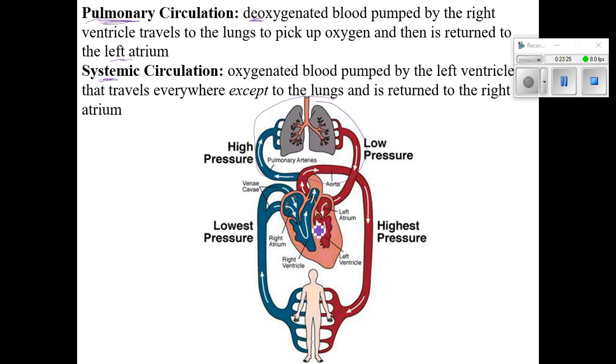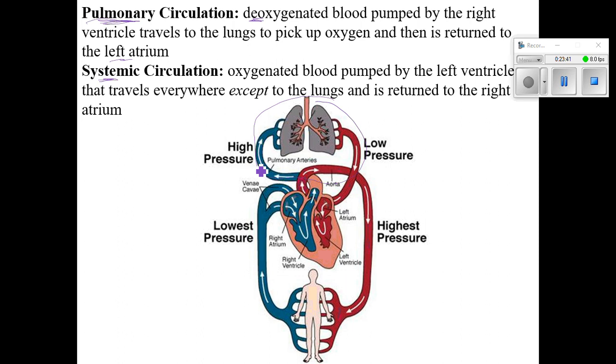We can see the names of most of the blood vessels. So vena cava, bringing the blood into the right side. It doesn't look like it has a name, but this one here, that would be the pulmonary veins, bringing the blood into the left side.